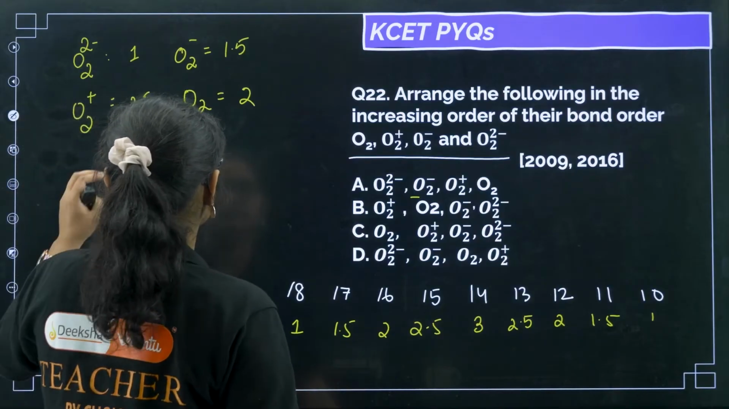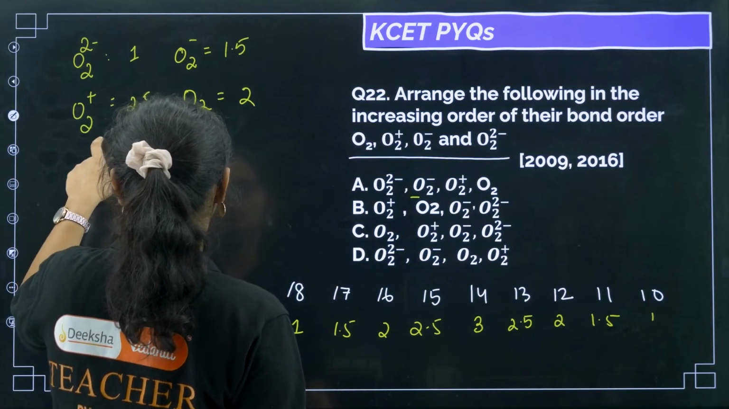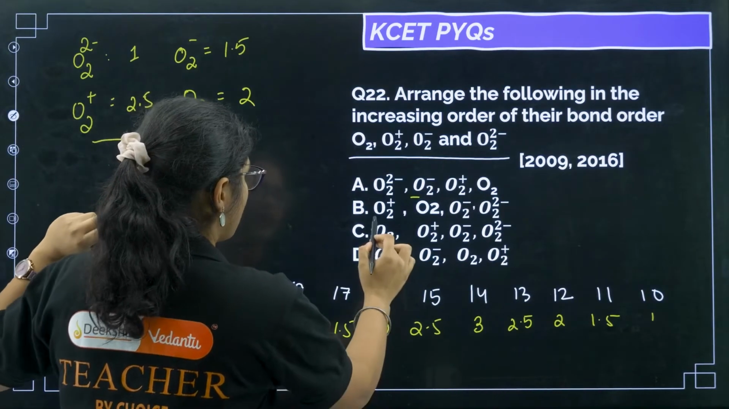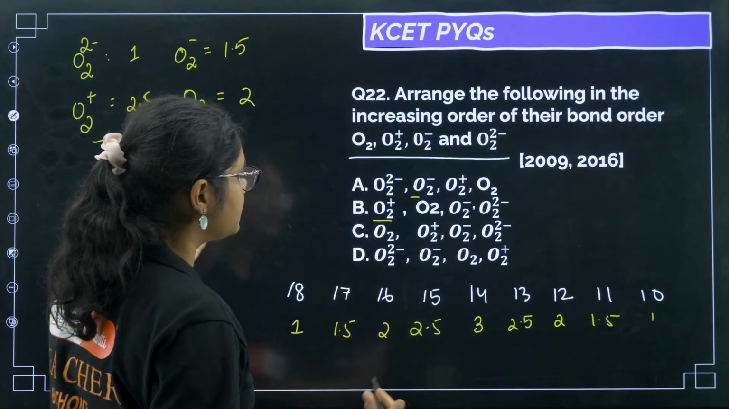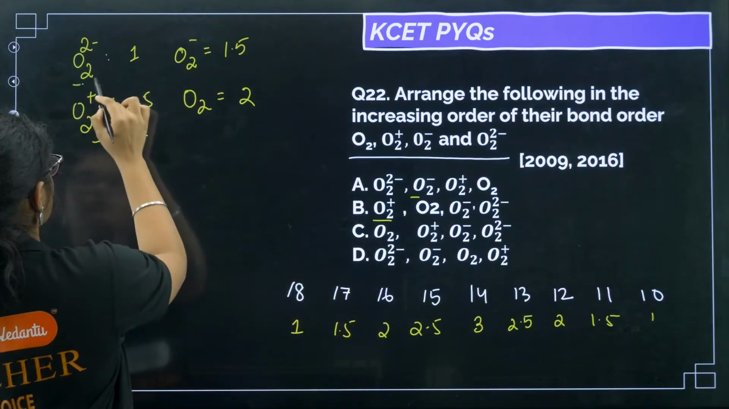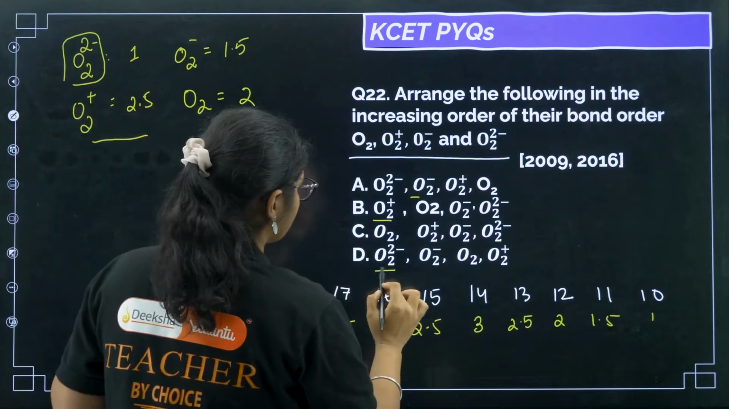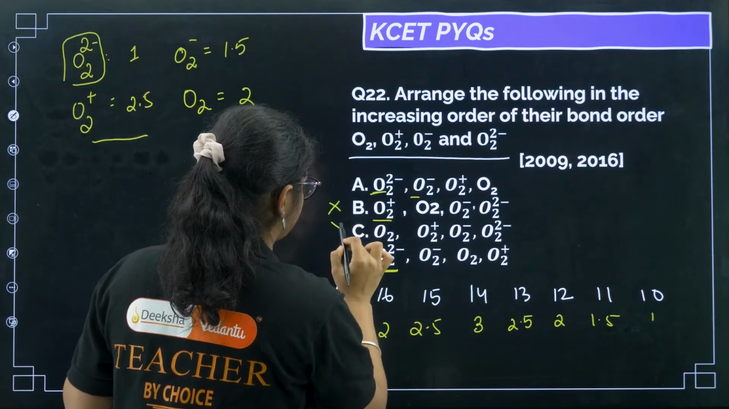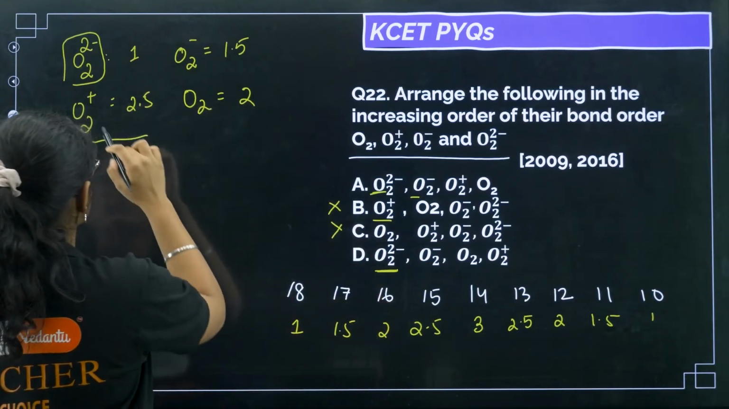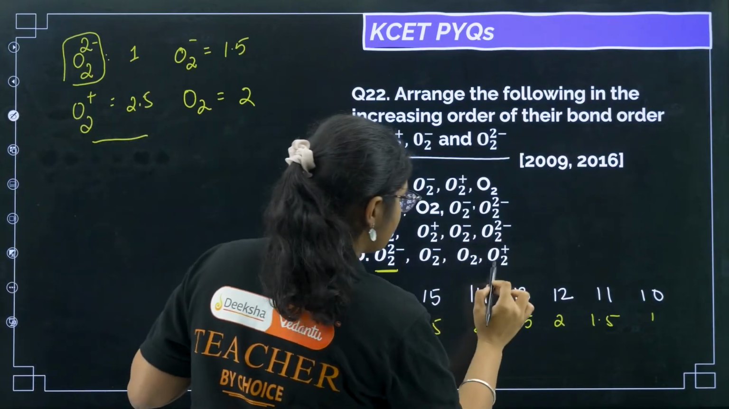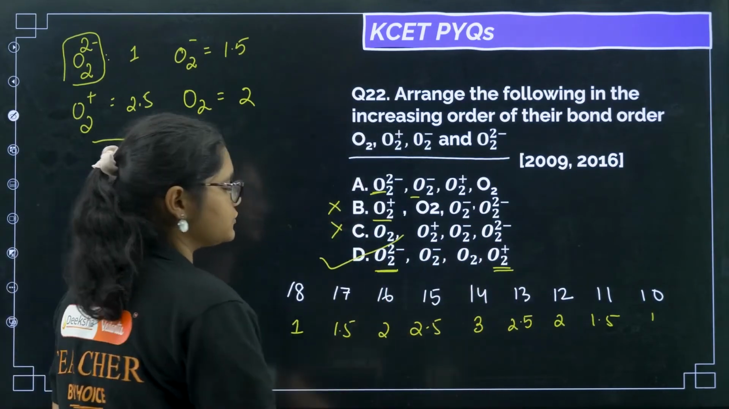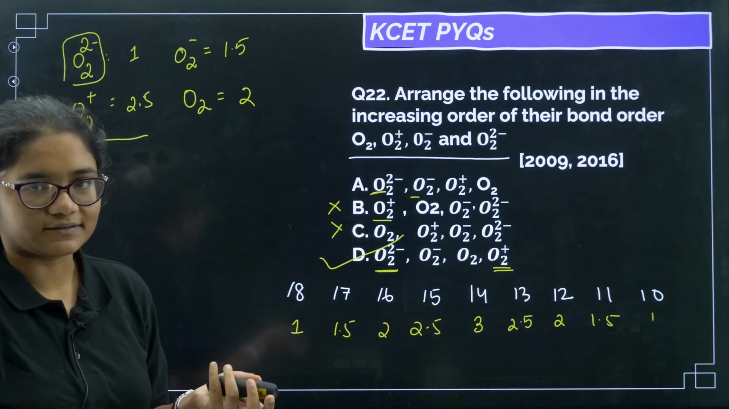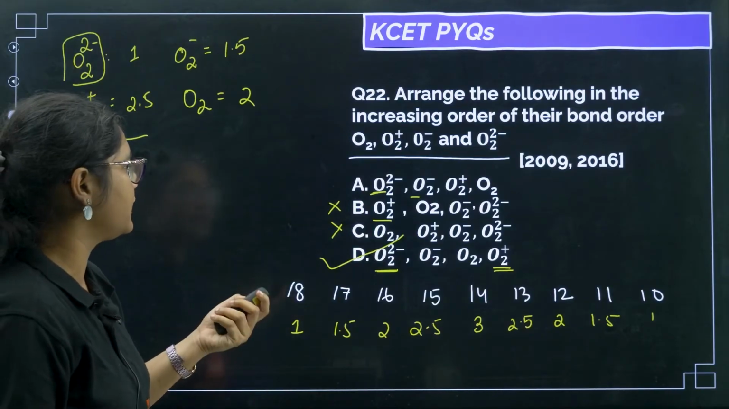So now if I want to see, O2 plus bond order is highest. You need to calculate in the increasing order, means the lowest one, O2 minus, should be at the end. You can see only one option, these two options we can eliminate, and the highest one should be O2 plus, and we have only one option with O2 plus highest, option number D has to be the correct answer. I hope students you all are doing it correct.